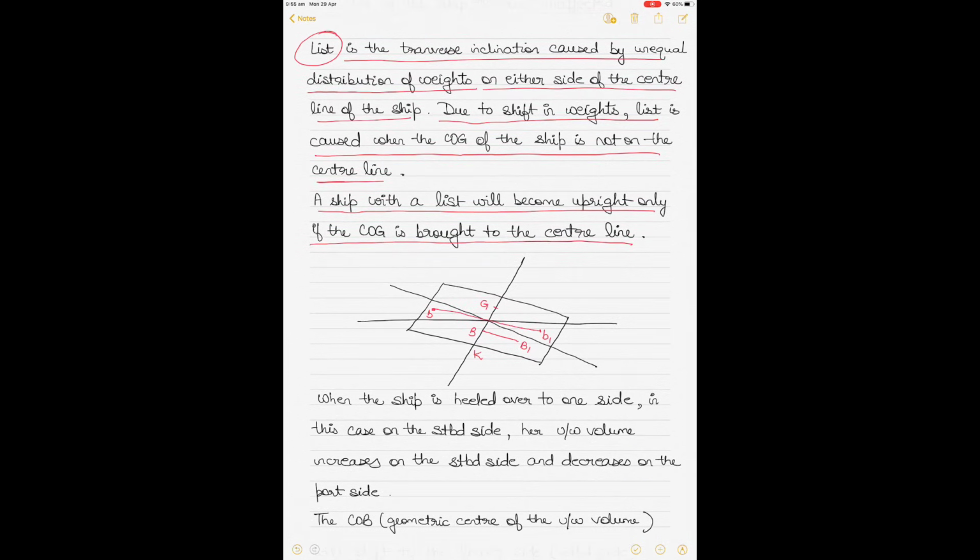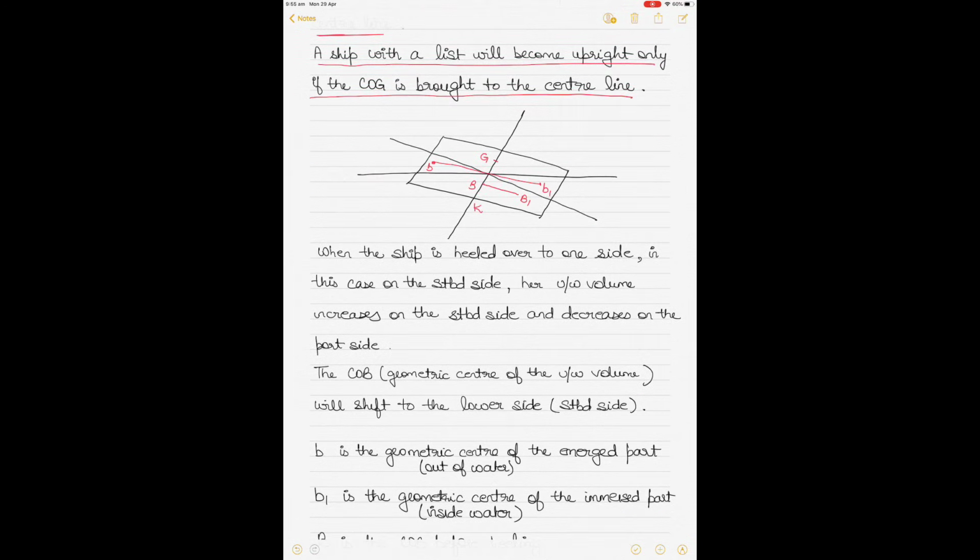So in today's video we'll be focusing more on heeling, not on listing, but I thought we'll discuss list as well, just to show you the difference between heeling and listing. Listing we'll discuss in future videos, so I'll be coming out with a video very soon, and you will see what is the effect of list on a ship's center of gravity and how we can correct that. We'll be using different numericals and examples to show you that. Today's video is only about heeling.